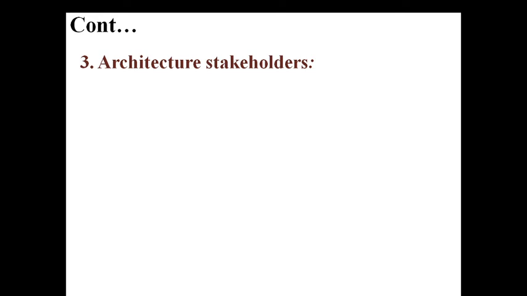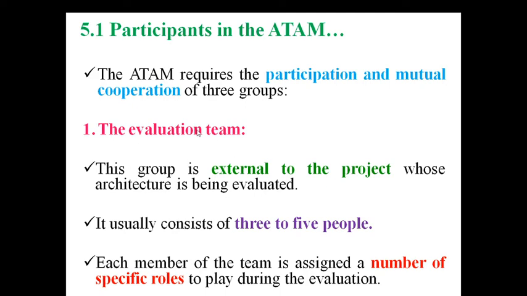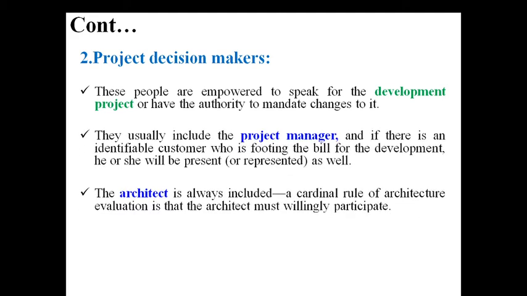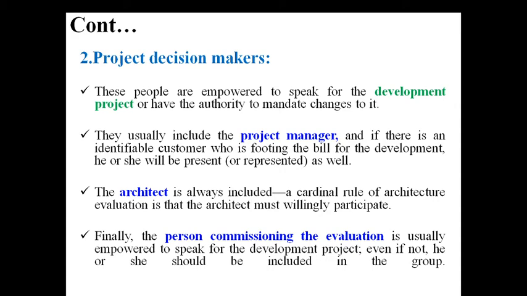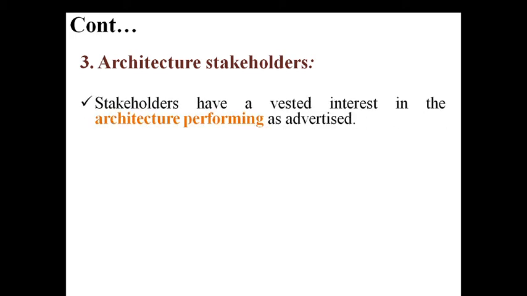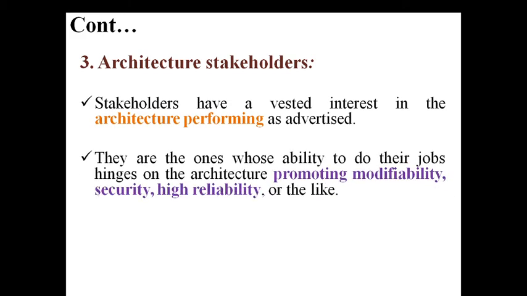Next, architecture stakeholders. The first group is the evaluation team, who are outsiders to our project. Next are the project decision makers, who are from our project: the project manager, the architect, and the person commissioning the evaluation from our team. And then stakeholders: any person from this project, such as a tester, can be called a stakeholder. Stakeholders have a vested interest in the architecture performing as advertised. They are useful for promoting modifiability, security and high reliability. These are the persons we have to satisfy.